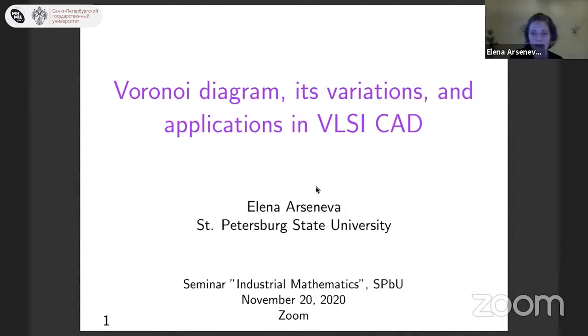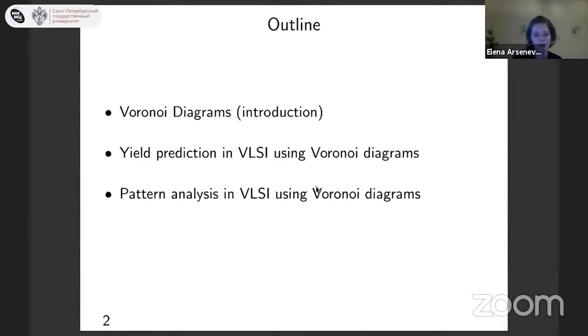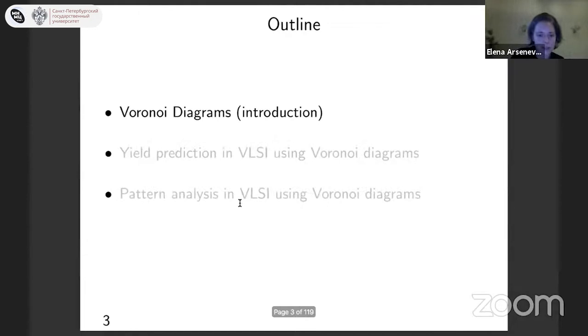And let's start. So here's my very brief plan for this talk. We'll introduce Voronoi diagrams, talk about them a little bit, then I will explain how they can be applied for yield prediction in VLSI, and I will explain what yield prediction and VLSI are as well, and another little application, pattern analysis in the same VLSI. So let's start with the story.